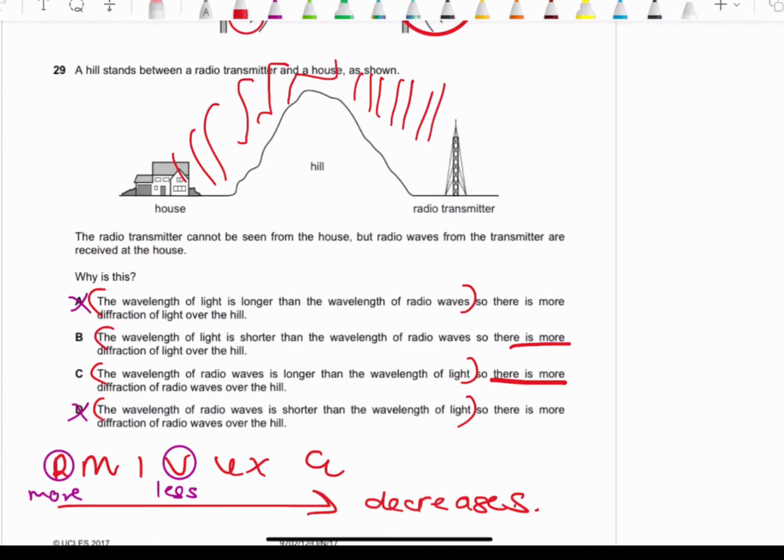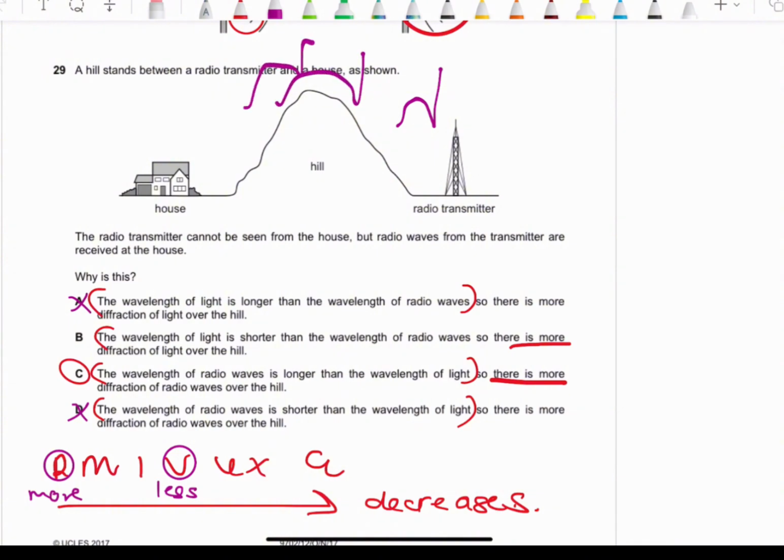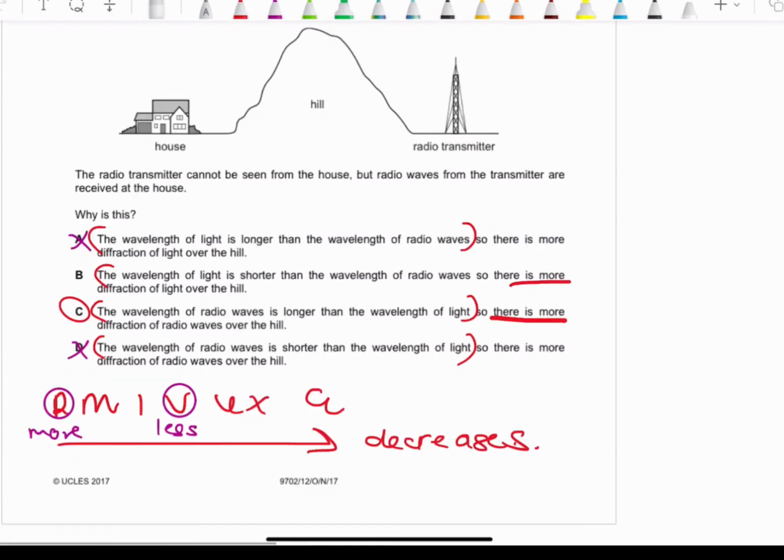Why? Because the wavelength is very, very big and the hill is extremely big, and for there to be maximum diffraction, they have to be almost equal. So the radio wave, as it passes the hill, is going to get diffracted because it's passing an edge. As it passes this edge, it's going to start getting diffracted, and it's going to be maximum because the wavelength of radio waves is much greater than that of visible light. Very important.